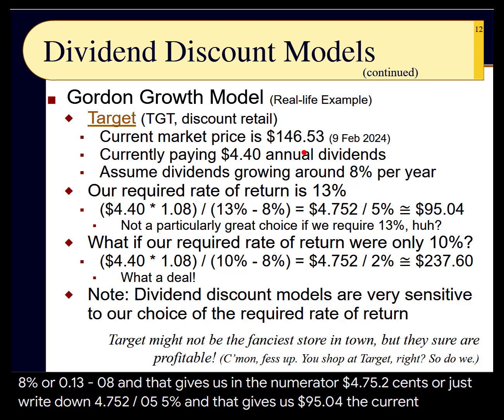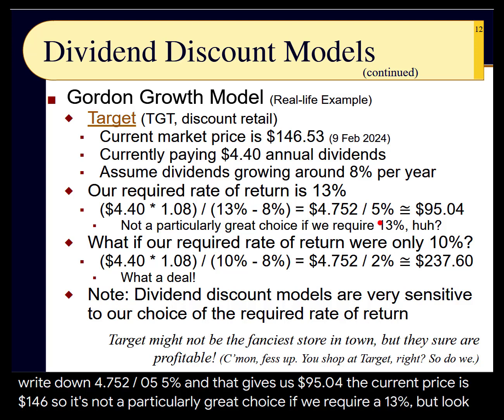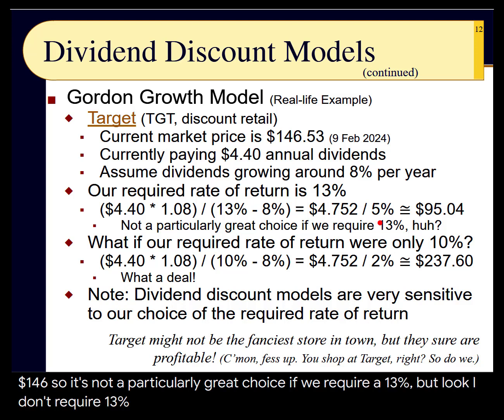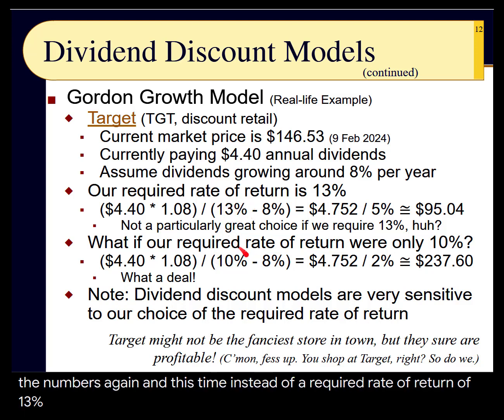The current price is $146, so it's not a particularly great choice if we require 13%. But look, I don't require 13%. I'm very happy with 8, 9, 10%. So let's try 10%. Let's run the numbers again, and this time, instead of a required rate of return of 13%, let's use a required rate of return of 10%.